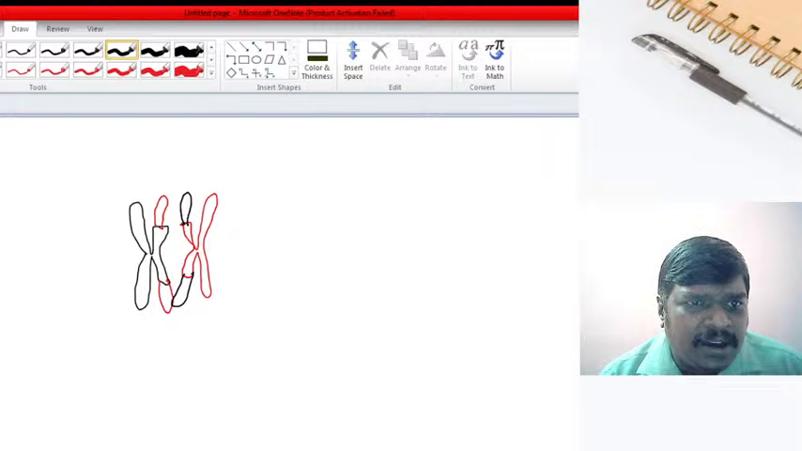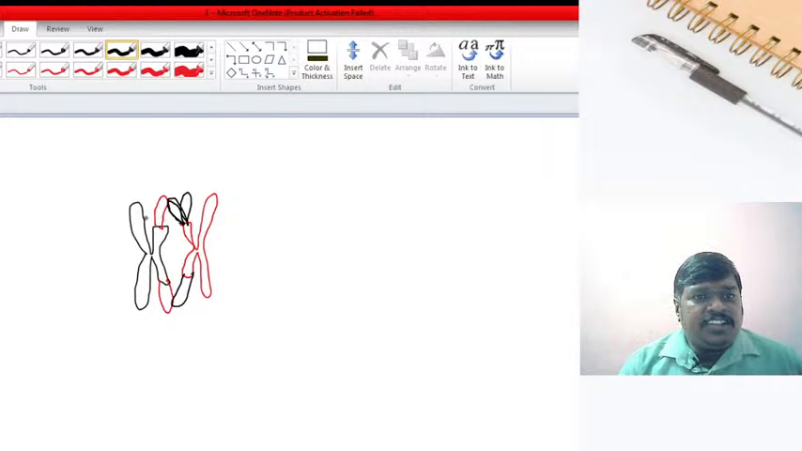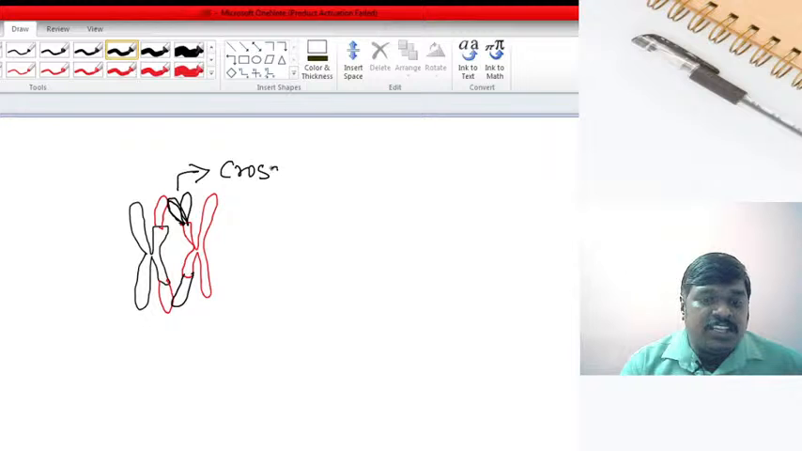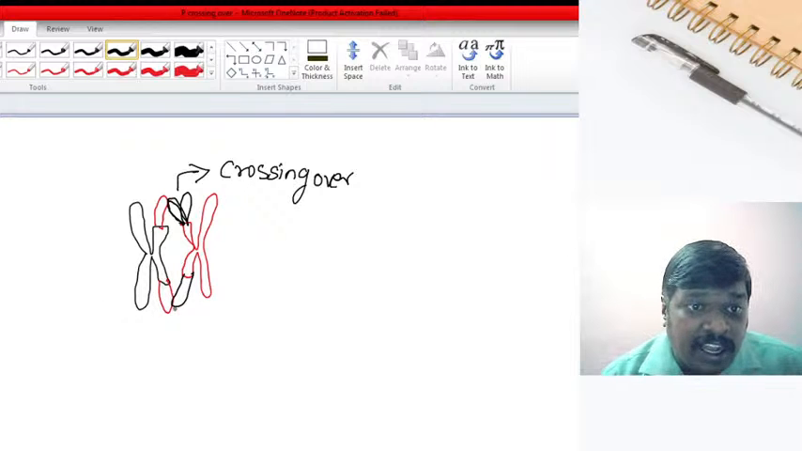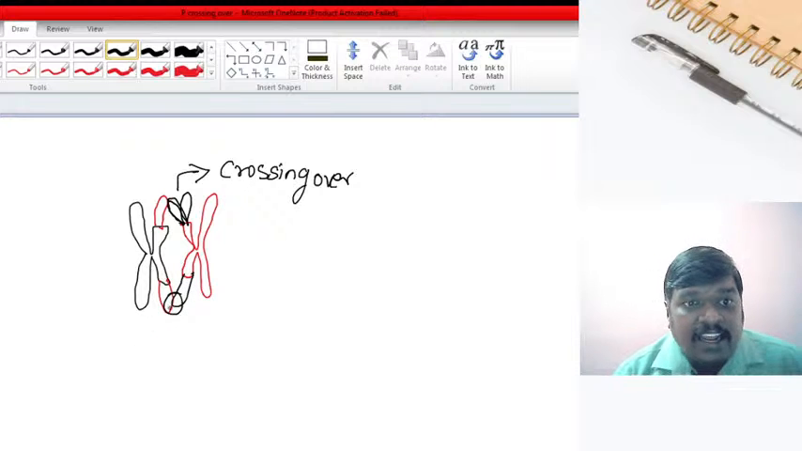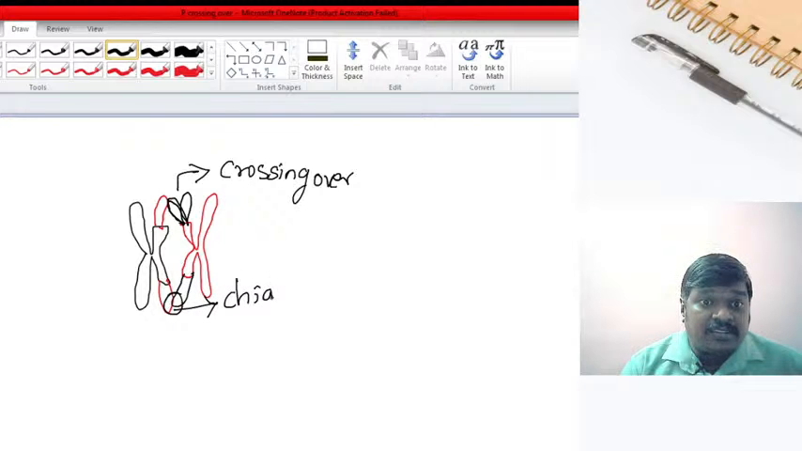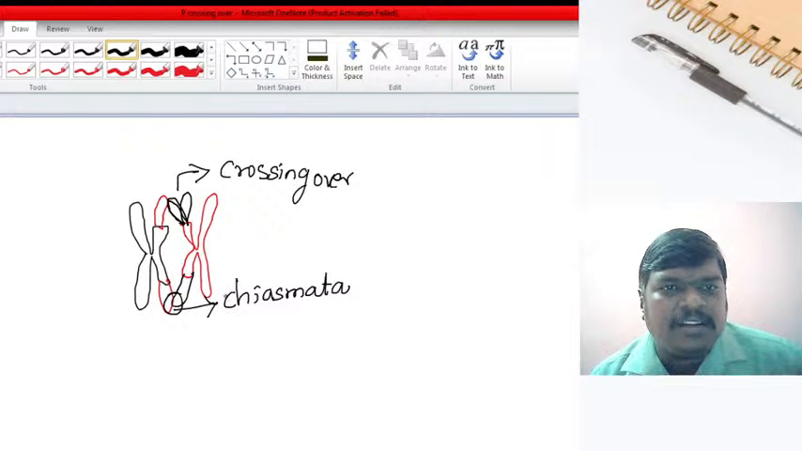But still this part is attached here like this. This exchange we call crossing over. After crossing over also, there is an attachment here. Can you see it? This point of attachment is called chiasmata.